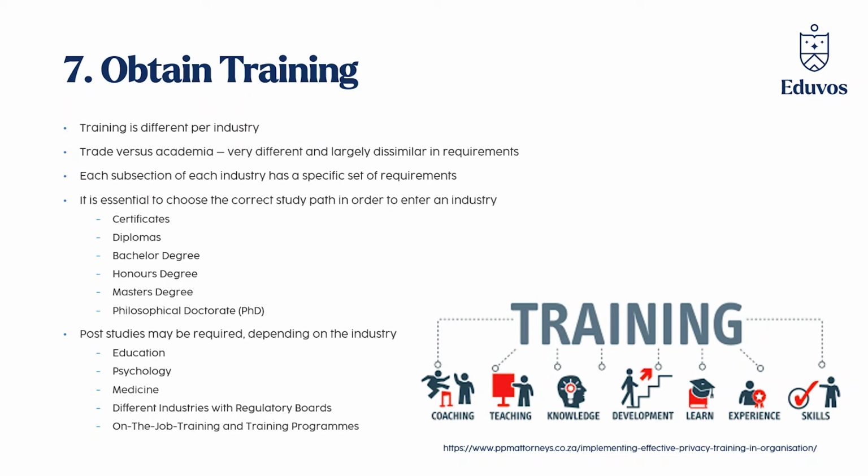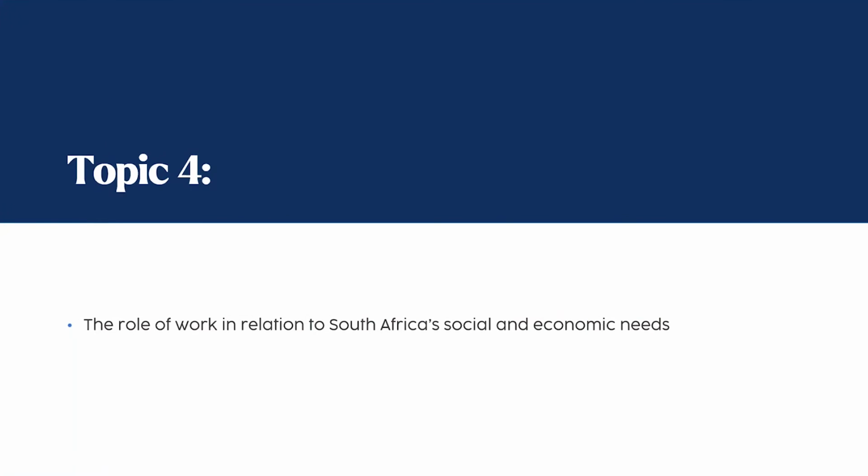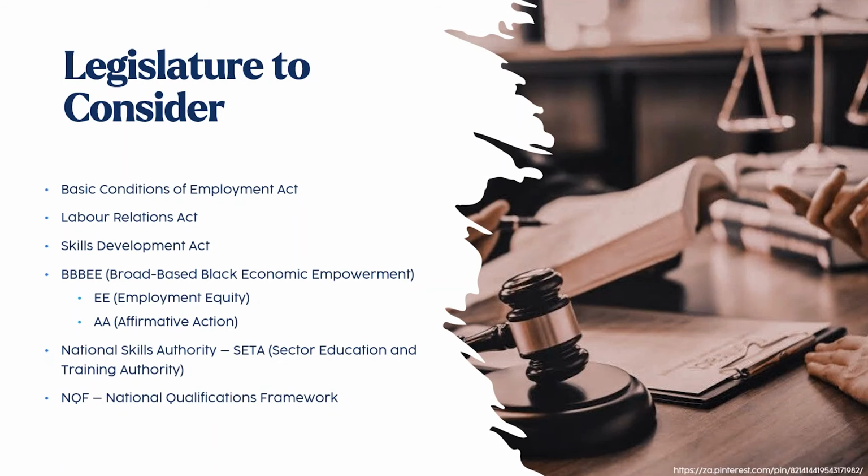Okay, so next, we click it, it's going to move. So coaching, teaching, knowledge, development, all of those beautiful things. And then last but not least, the role of work in relation to South Africa's social and economic needs. Next slide, please. Okay, so go and look up the different types of legislation, the different laws that govern South Africa: basic conditions, labor relations, skills development, BEE, and economic equity.